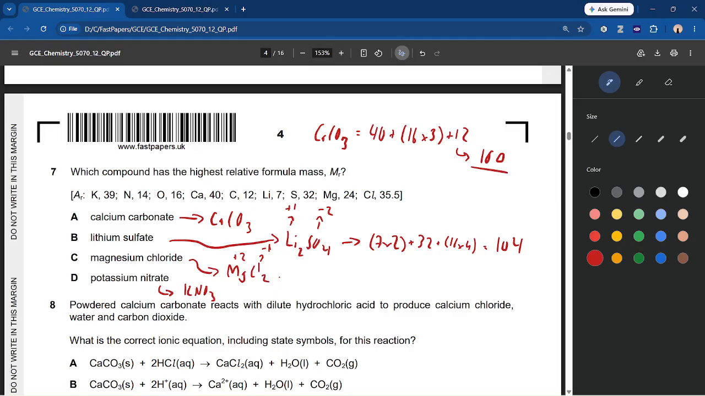So that looks to be our prime candidate. Let's take a look. Magnesium chloride, very simple, 24 plus 35.5 into 2, so that's going to give you 95. And lastly, potassium nitrate: potassium is 39 plus nitrogen, which is 14, plus oxygen 16 into 3. So that gives you 101 even. So your answer is lithium sulfate, because it has the highest. It's 104 compared to everything else.